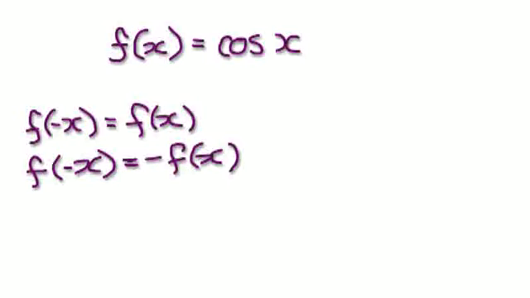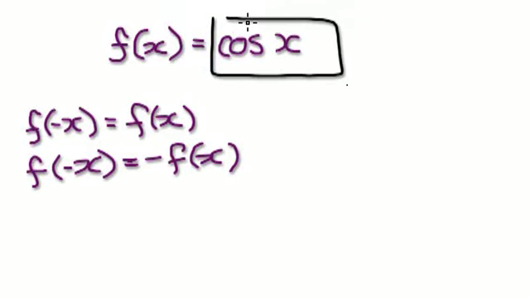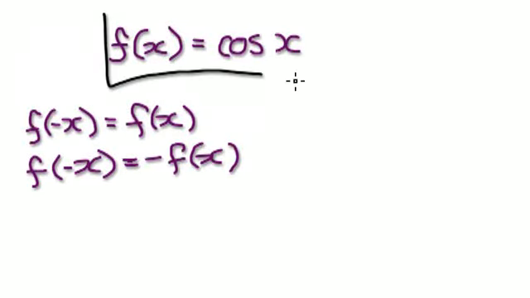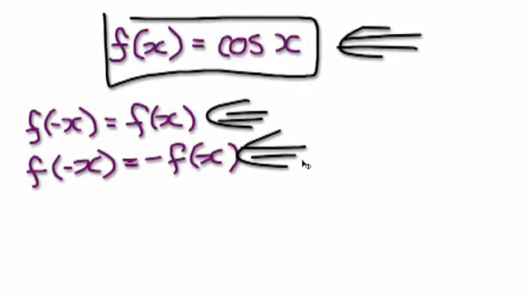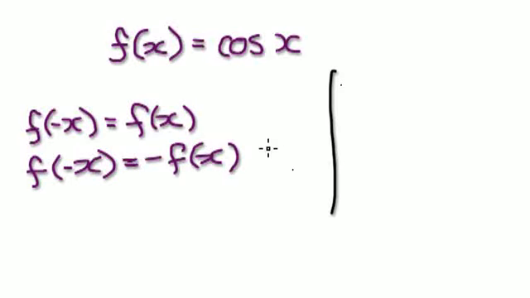Okay, let's give you guys some more practice. So similar to the previous video, but this time instead of sine of x, it's cosine of x. Given a function f of x equals cosine of x, is this function even, odd, or neither? Start out by roughly sketching your cosine graph.